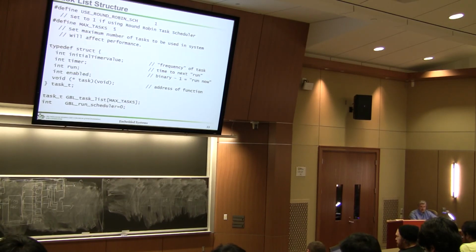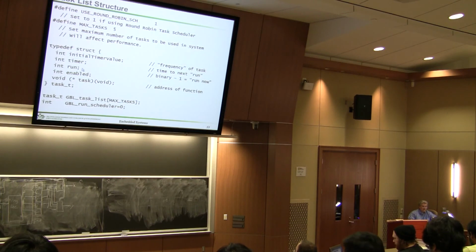So, here's the important aspect of this. What is the structure of what we are doing? Obviously, here is the initial timer value. That's the frequency, which I've discussed before. There is the current timer value, which is what you count down.